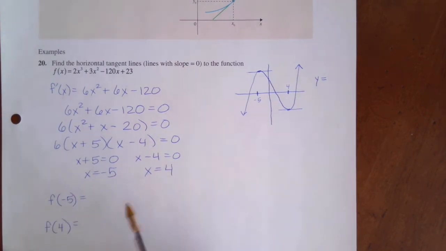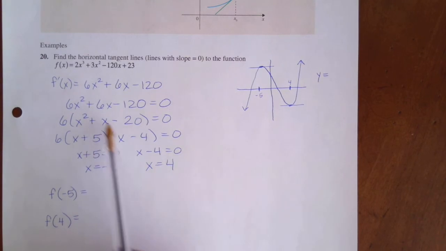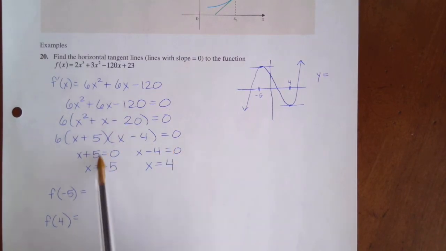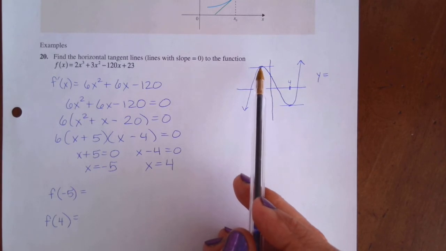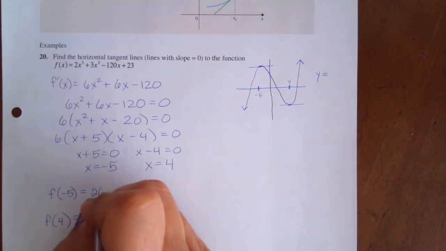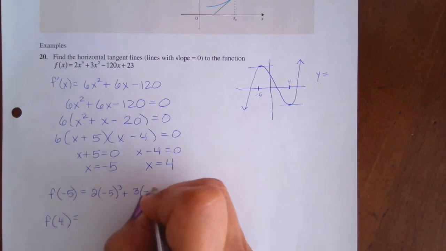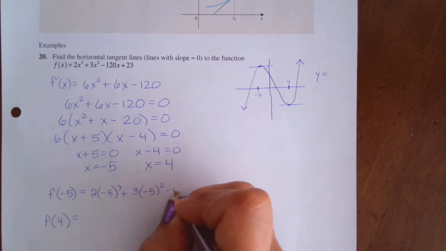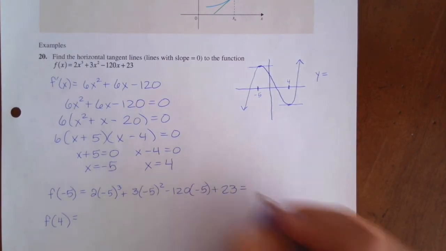That's what we've got to do. And we're plugging those numbers not into the derivative. If you plug those into the derivative, you're going to get 0. We already know that. What I want to know is what are the values of these points? What are the ordered pairs? So I'm going to plug negative 5 into the original function: 2 times negative 5 cubed plus 3 times negative 5 squared minus 120 times negative 5 plus 23.